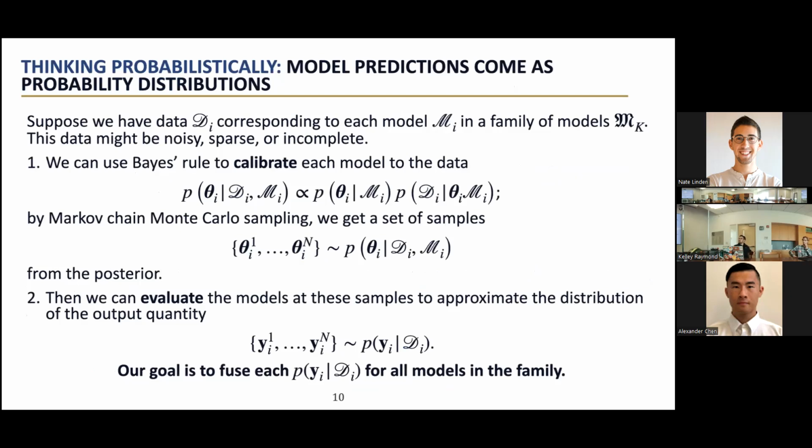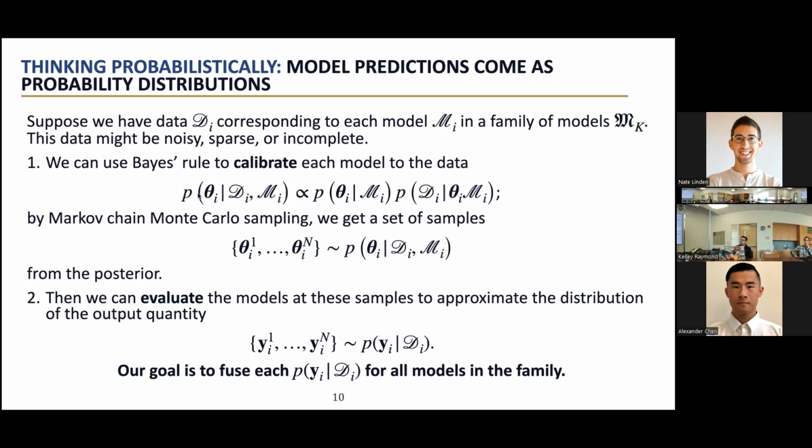Further, rather than assuming the model makes a single point estimate for these diagnostics, we're going to assume everything is probabilistic and the predictions come as a probability distribution for these output quantities. This happens because we calibrate the models to the data using Bayesian inference. And if you've seen my previous talks, I talked all about Bayesian inference, but it boils down to applying Bayes' rule to calibrate model M_i to the data.